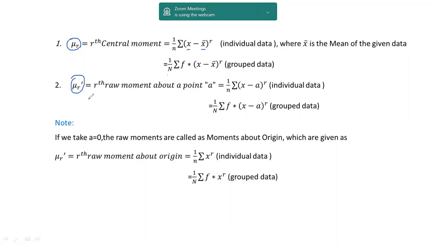For the raw moments, let us consider an arbitrary point A. Then the rth moment about arbitrary point A will be summation of x minus A whole power of r by n. If it is grouped data, summation of f into x minus A whole power of r by capital N, where capital N is the total frequency. Note, if we take A equals 0, then the raw moments are called moments about origin, given as mu r dash, which is 1 by n summation of x power r, and for frequency data, 1 by n summation of f into x power r. We will see examples on this.